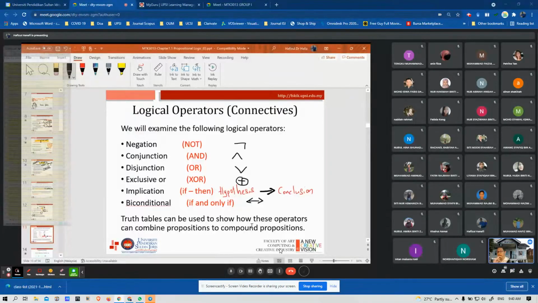Okay, the first one is negation. If we say it is raining today, when we negate the statement, we can say that today is not raining. And then we have conjunction, disjunction, exclusive or, and then implication. For implication we have a hypothesis and then a conclusion, and this one implicates the proposition. And then we have biconditional, if and only if, IFF.